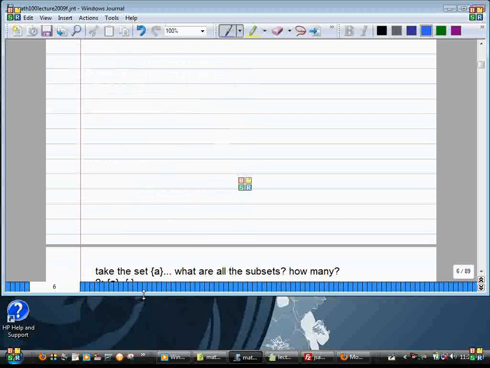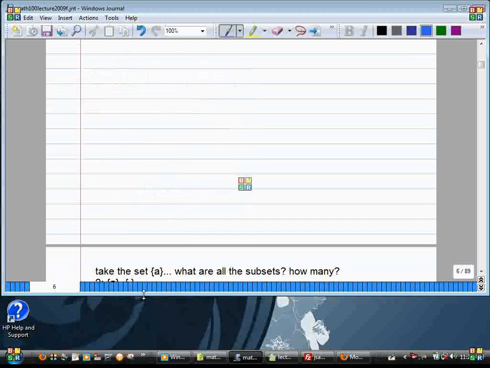So take this set. What are the elements of this set? A. Okay. What are all the subsets? Okay, there's the set with A in it. Are there any other subsets? The empty set. So notice that the empty set is always a subset.